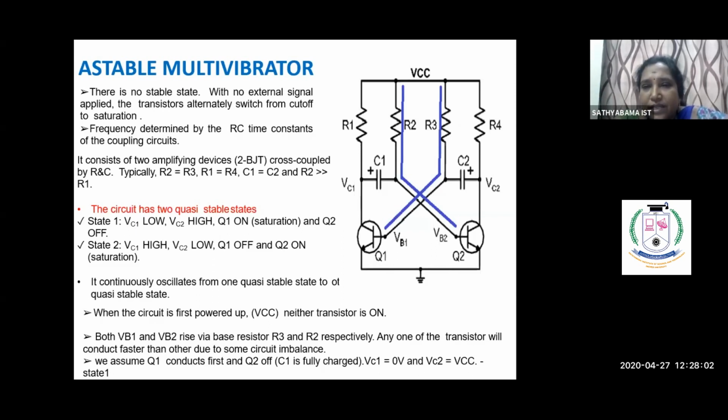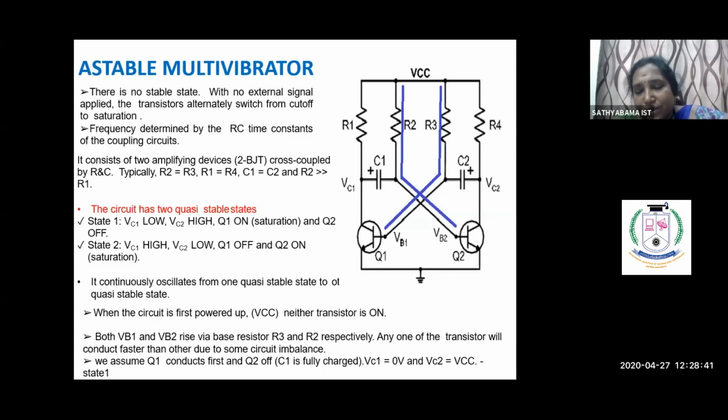So now look at this diagram. Here VCC is powered. We are assuming the Q1 transistor is on and Q2 is off. With this assumption, we can start the analysis. As I told earlier, if Q1 is on, VC1, that is the collector output of transistor Q1, is low. That low is given through the C1 capacitance and goes to the input of the Q2 transistor.